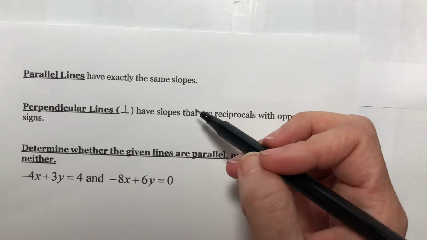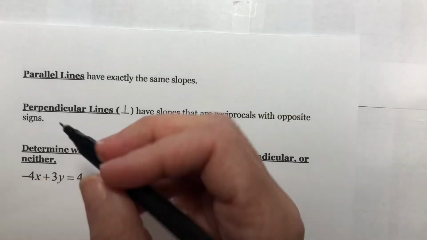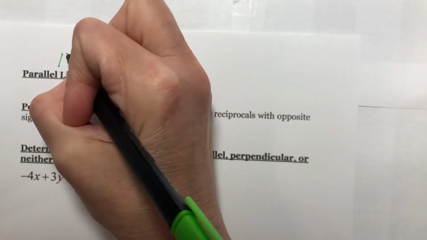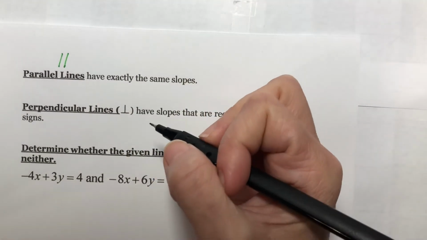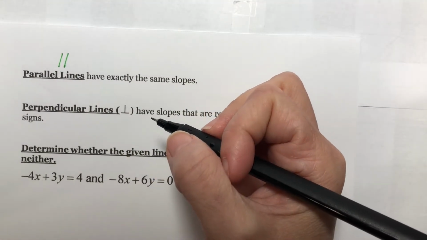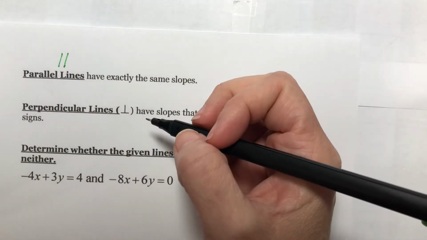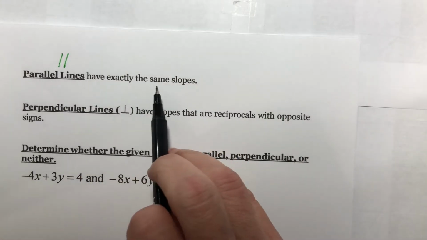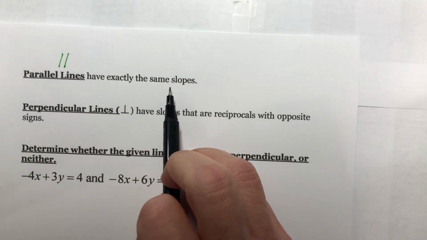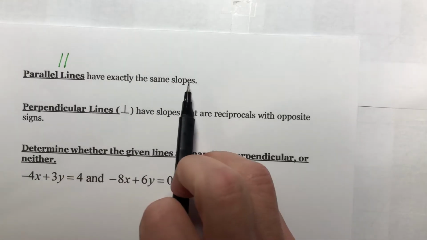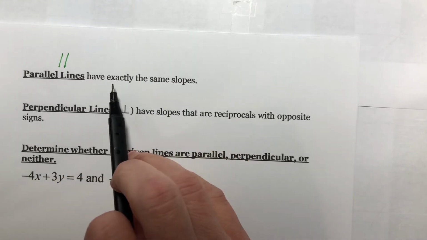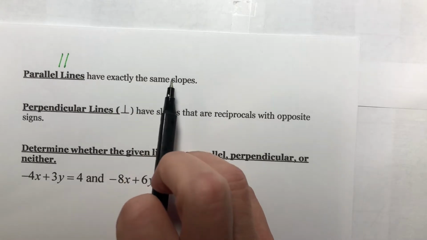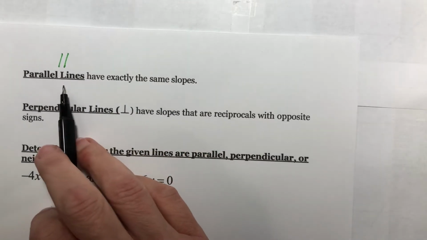These are some properties. Parallel lines, which are lines that never, ever intersect, no matter how far we extend them, have exactly the same slopes. They have to be precisely the same. And if we can show that two lines have the same slope, we can guarantee that they're parallel.